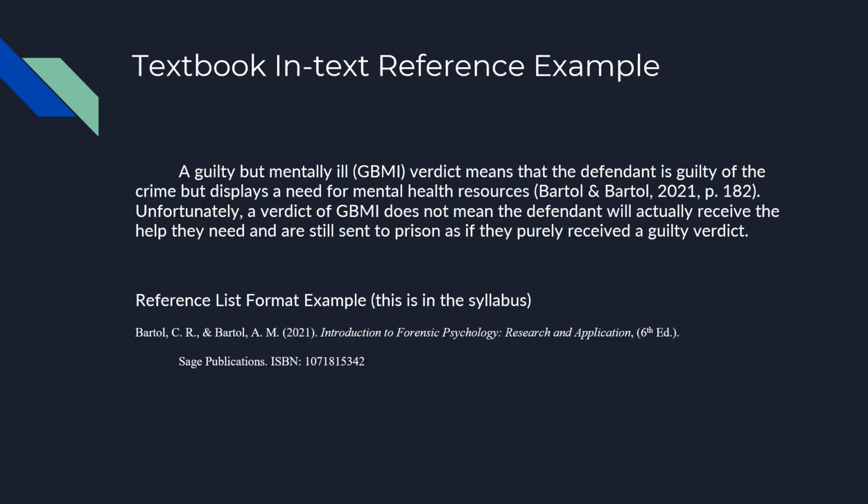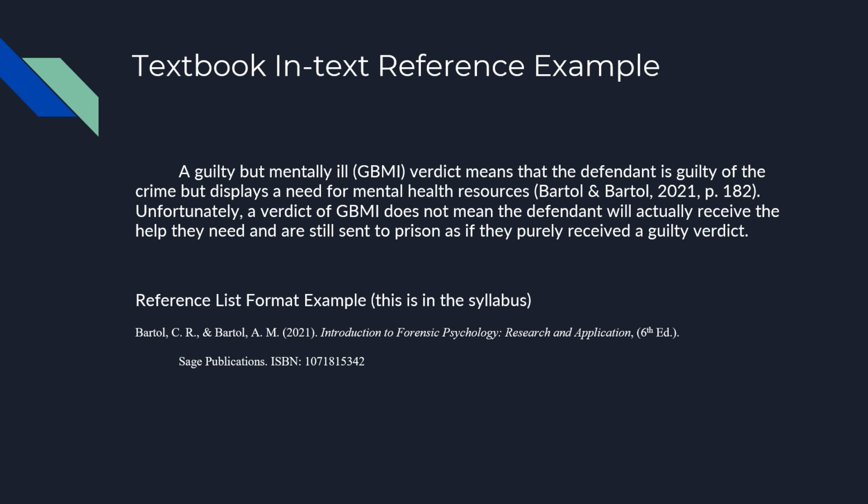Here's an example of a textbook reference. As you see here, a guilty but mentally ill verdict means that the defendant is guilty of the crime but displays a need for mental health resources. And now before you end this sentence, before you put a period, you are including an in-text citation. And since it's a textbook citation, you need to include page numbers. So we have two authors on our textbook. Both have the last name Bartal. So it's Bartal and Bartal, comma, 2021, which is the date of publication, comma, p dot the actual page number.